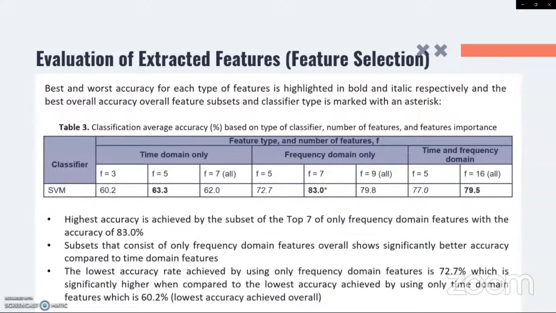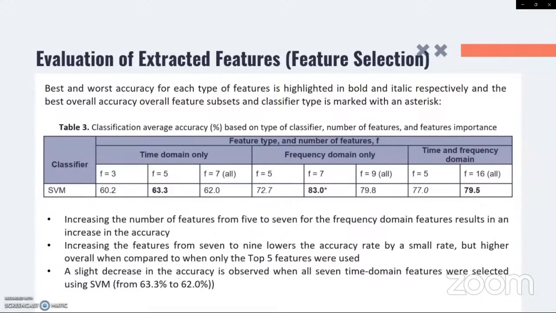The overall accuracy of features extracted were evaluated based on the types of features, number of features, and the importance of the features by creating several subsets. From here, we can see that the highest accuracy is achieved by the subset of the top 7 of only frequency domain features with the accuracy of 83%. Subsets that consist of only frequency domain overall show significantly better accuracy compared to time domain features. The lowest accuracy rate achieved by using only frequency domain is 72%, which is significantly higher when compared to the lowest accuracy achieved by using only time domain features, which is 60.2%.